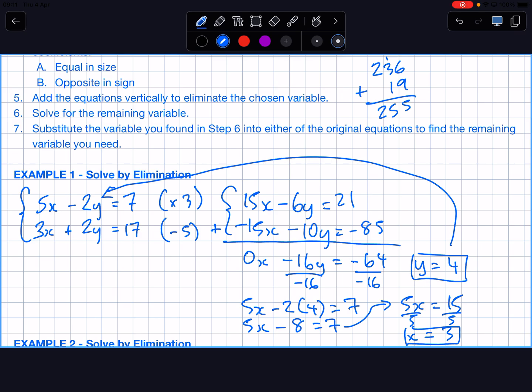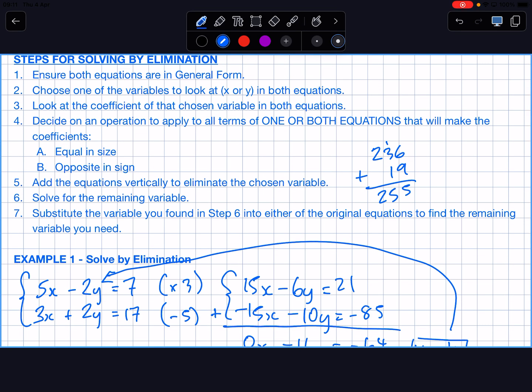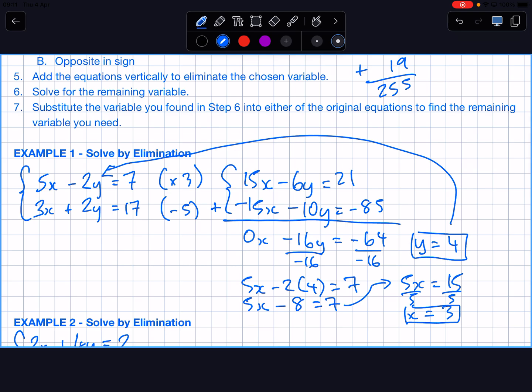Can anyone see a less smooth brain way of answering this? Because right now I gave you an option. You can look at x or y. Could you just eliminate y? If you look at the coefficients of y, are they the same size? Yes. Are they opposite sign? Yes. Don't waste all that time. So think about it instead of just doing the option, okay? The option's there. Hopefully if we do this, we get the same answer.